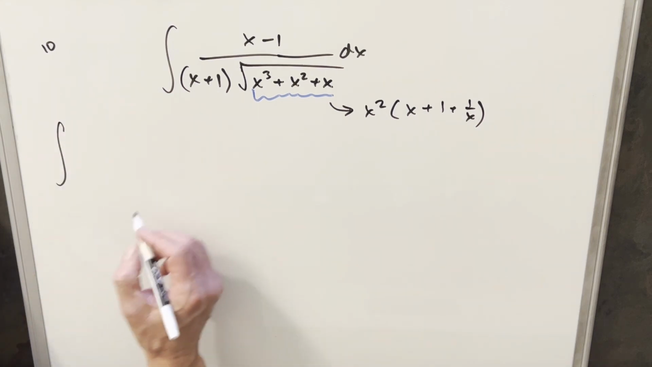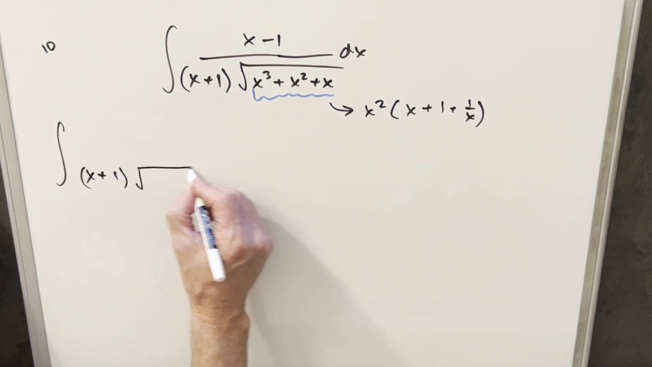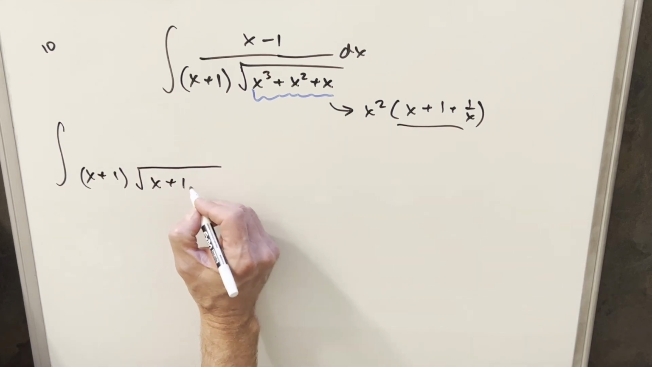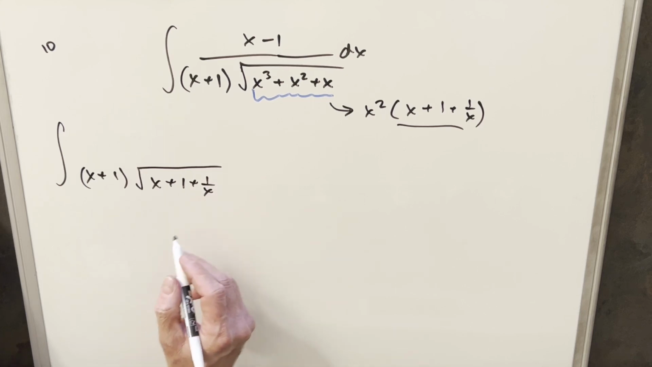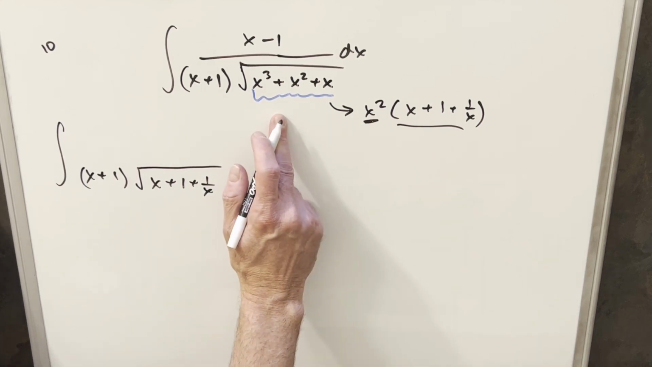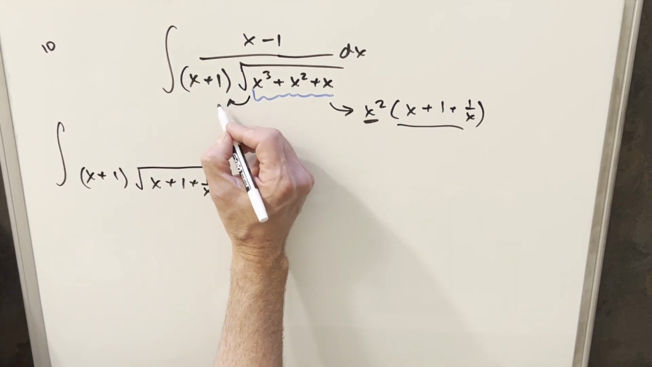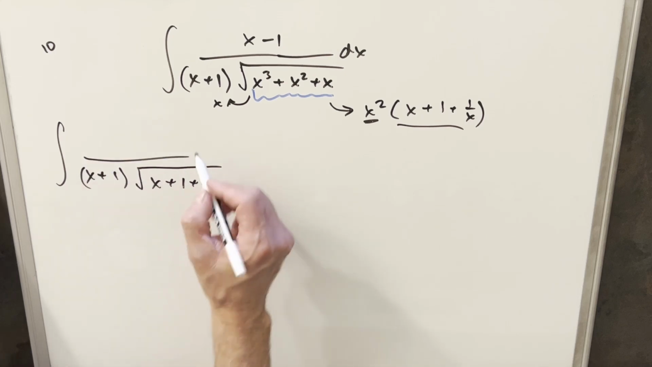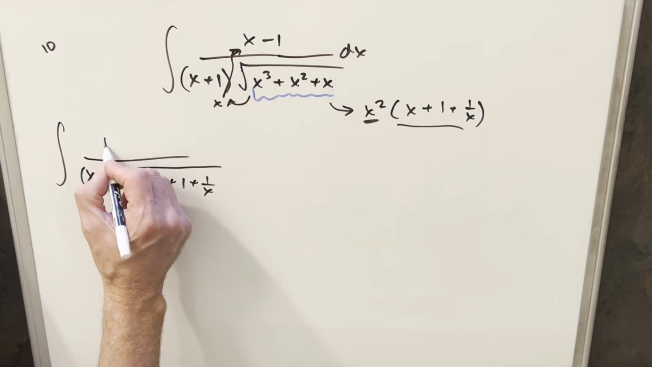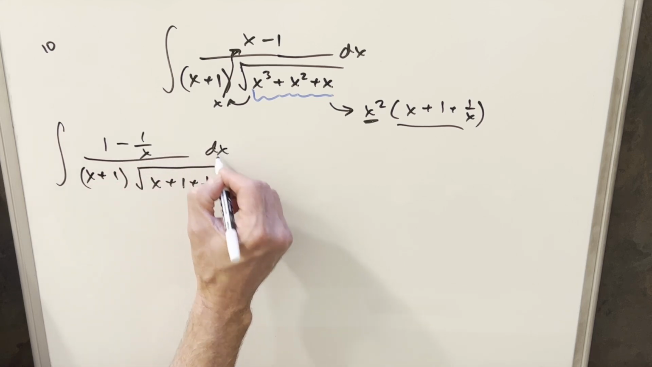So now I'll go ahead and rewrite this. I'm going to keep my x plus 1 in the denominator. We're going to change this radical to the square root of x plus 1 over x. Now let's not forget this x squared. When I take the x squared out of the radical, that's going to give me an x. But I'm going to take this x and divide it into the numerator. And so that's going to give me here 1 minus 1 over x dx.